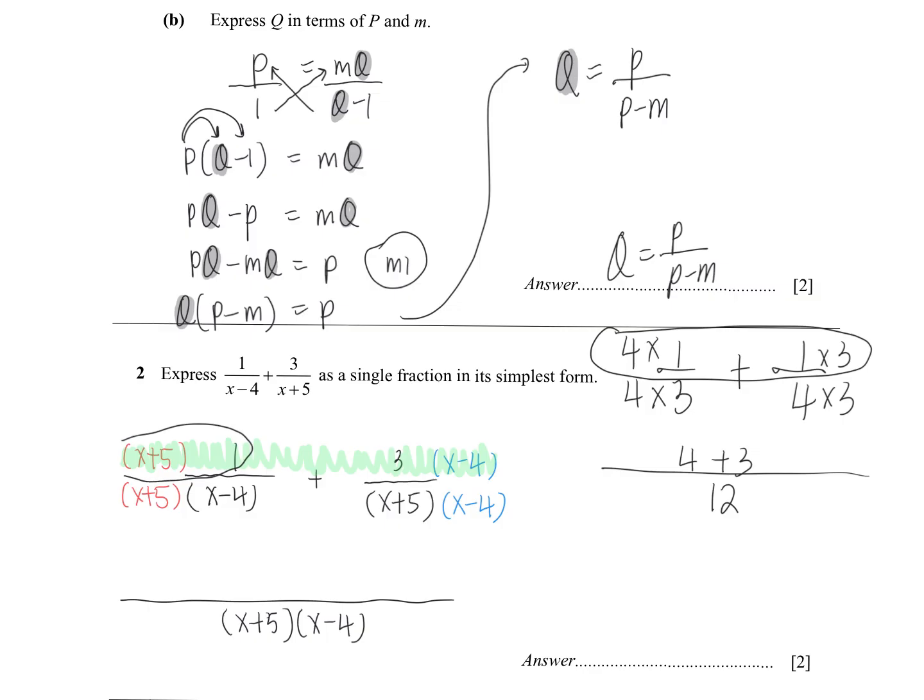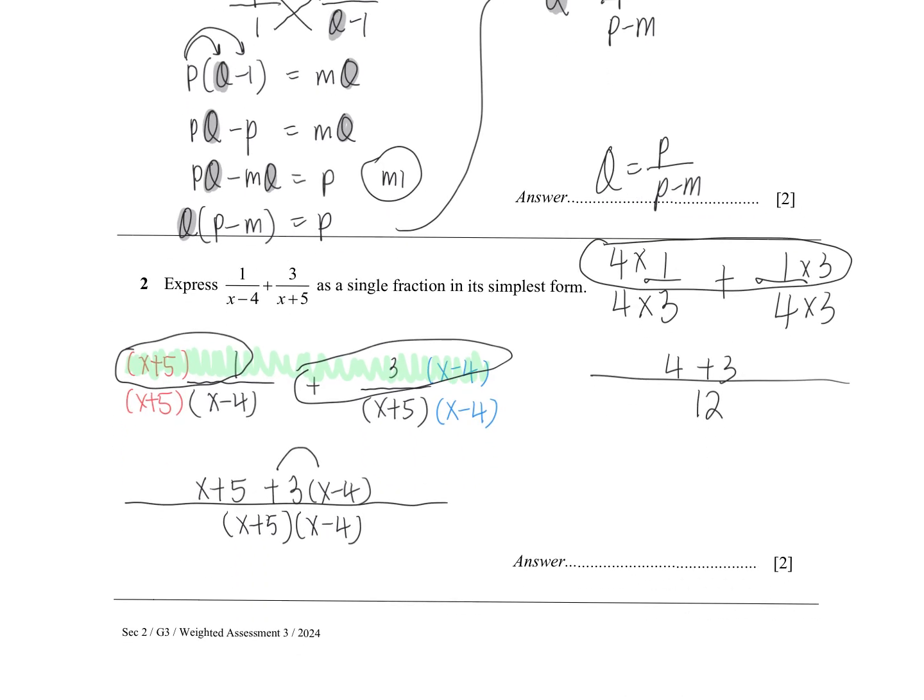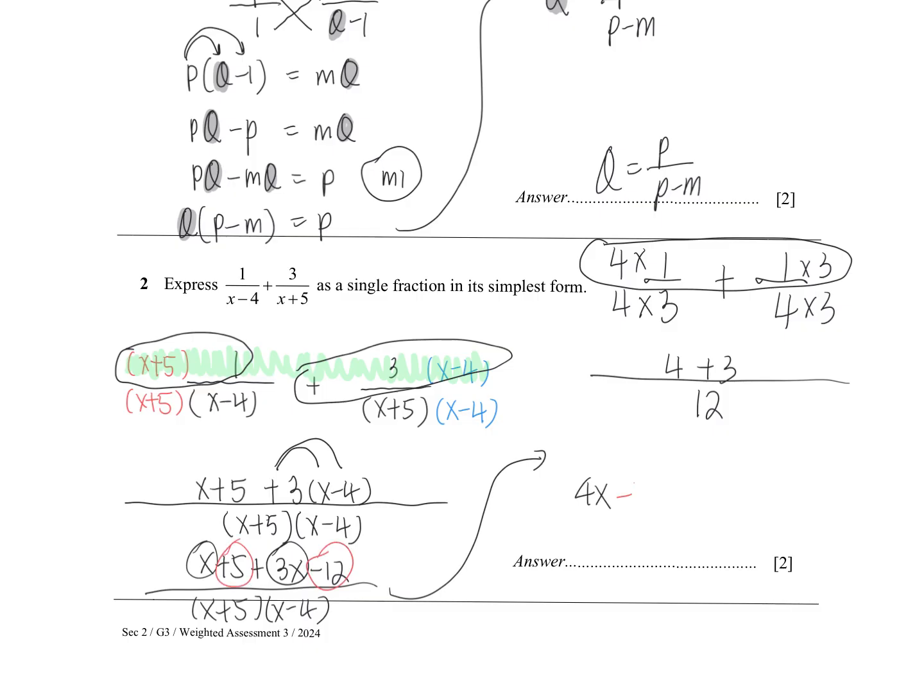So I copy this over x plus 5. I copy this over plus 3x minus 4. So expansion, 3x minus 12. Okay, then you double check. When you simplify, this is a 4x. When you simplify, this is a minus 7. The denominator, you don't want to expand, also okay. You can leave it like that.